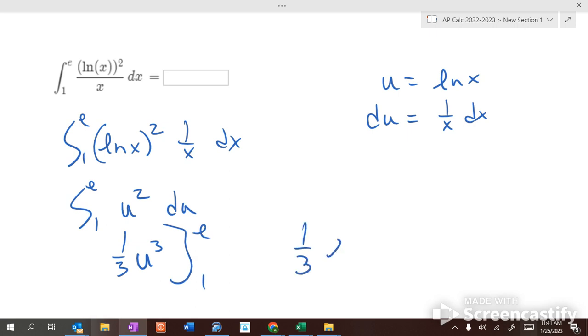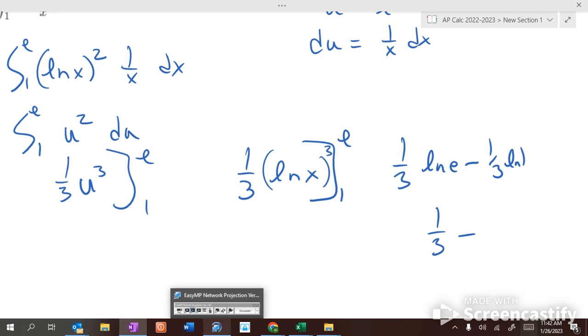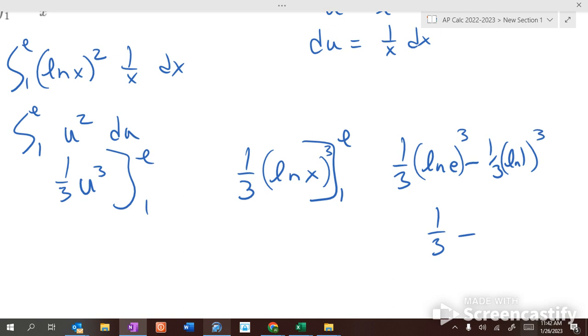So it's 1/3 ln of x cubed from 1 to e. So it's 1/3 the ln of e cubed minus 1/3 the ln of 1 cubed. What's the ln of e equal to? 1, because they're inverses of each other. So that's 1 cubed, which is still 1/3. The ln of 1 cubed. So remember with natural logs, the exponent goes out front and multiplies, so they cancel. So it's 1.